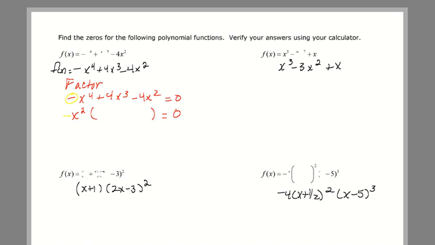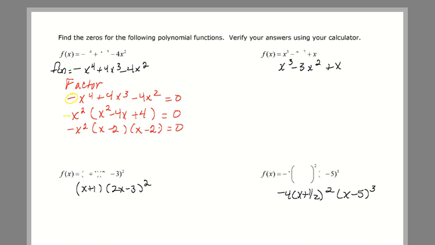So if I pull out a negative x squared, I'm left with x squared minus 4x minus 4. Excuse me, plus 4. Make sure you change your signs when you factor out that negative. Let's go a little bit further. This x squared minus 4x plus 4 factors further into x minus 2, x minus 2.